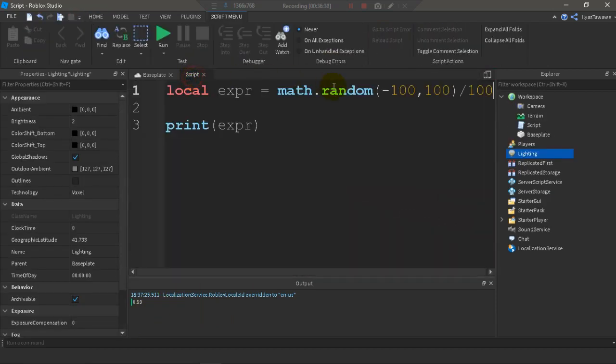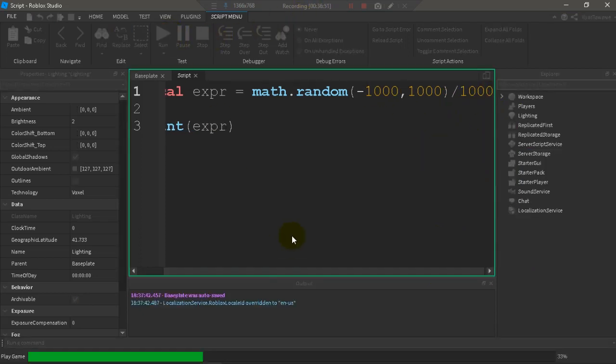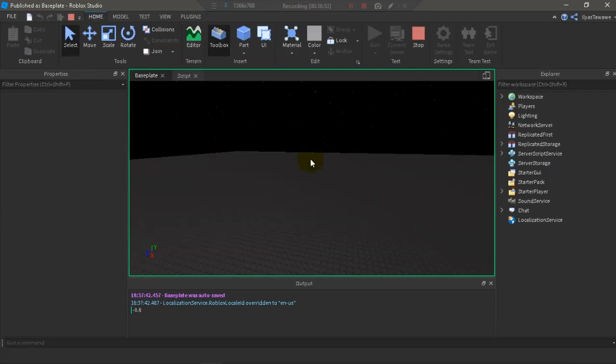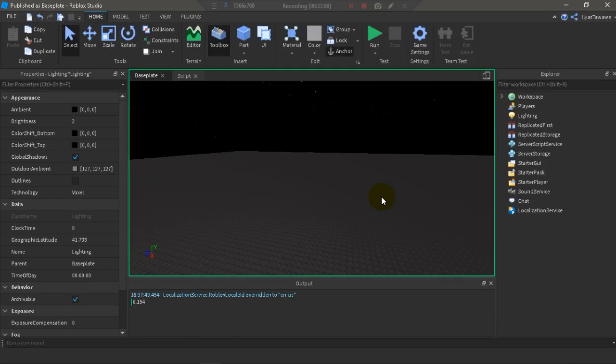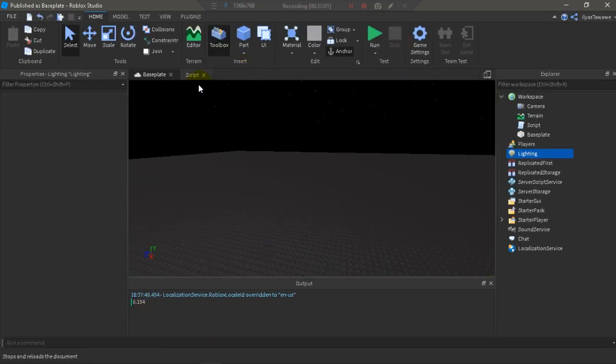For example, if we want three places, we just do it like this and divide it. So now we should get three places between -1 and 1. As you see, cool.